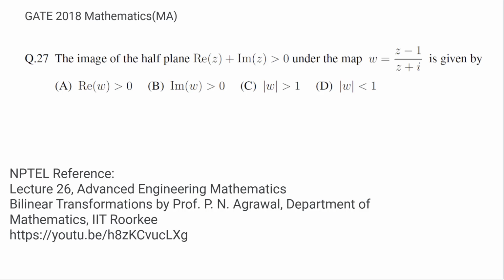The problem is from GATE 2018 mathematics paper, question number 27. The problem given is: the image of the half plane, real part of z plus imaginary part of z greater than 0, under the map w equal to (z minus 1) divided by (z plus i) is given by. The four options given are: option A, real part of w greater than 0; option B, imaginary part of w greater than 0; option C, modulus of w greater than 1; option D, modulus of w less than 1.